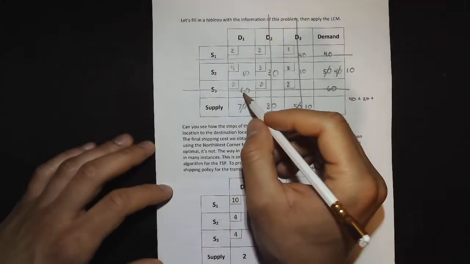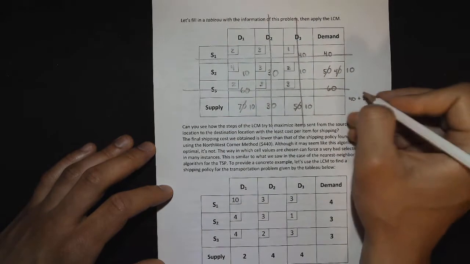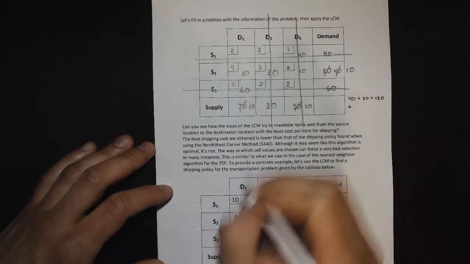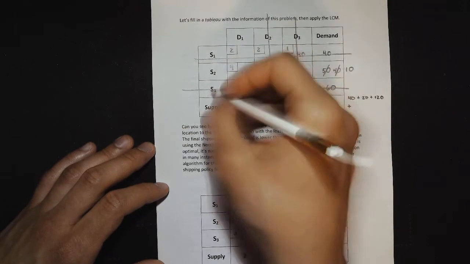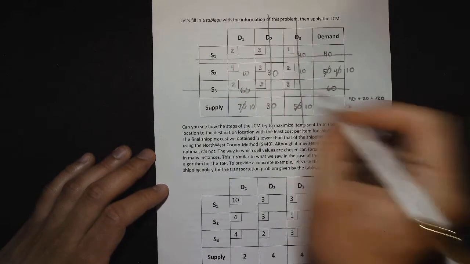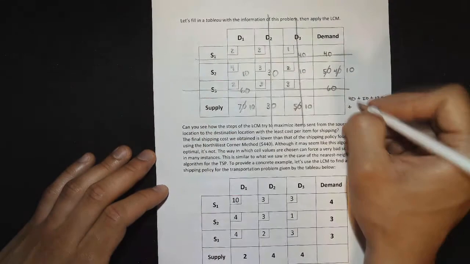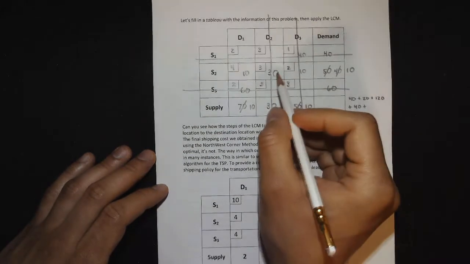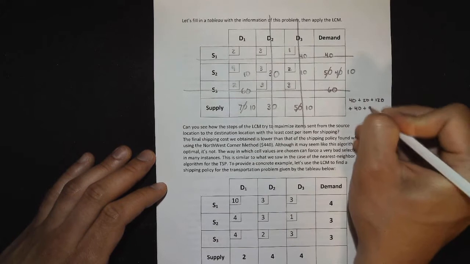We had sent 60 MacBook Airs from Distribution Center 1 to Store 3 at a cost of $2 per MacBook, so $120 total cost. And then we sent 10 MacBook Airs from Distribution Center 1 to Store 2 at a cost of $4 per MacBook. That's $40 total. And then we send 30 MacBook Airs from Distribution Center 2 to Store 2 at a cost of $3 per MacBook. That's $90.